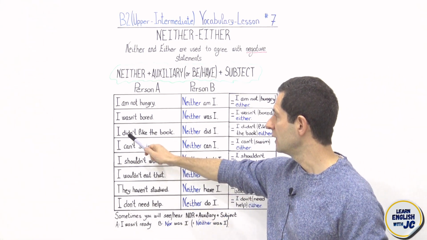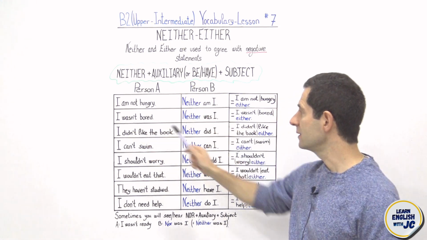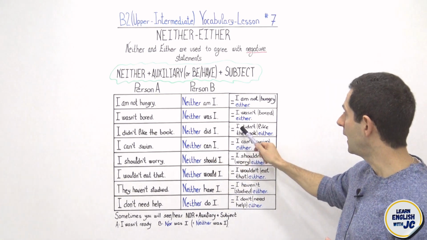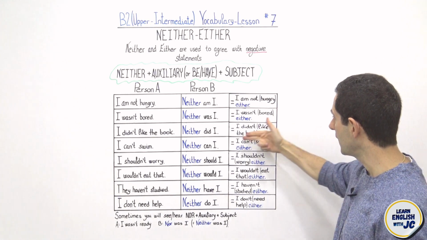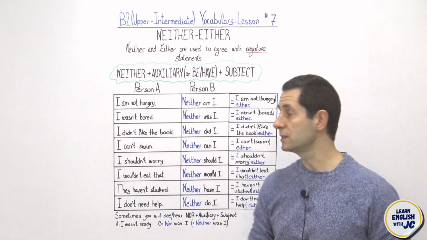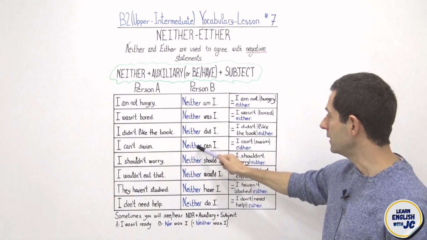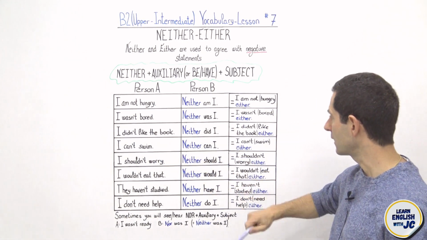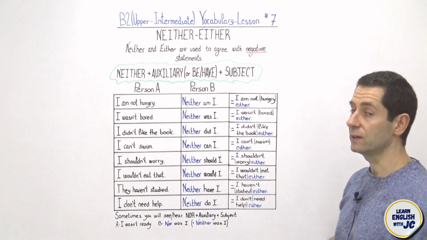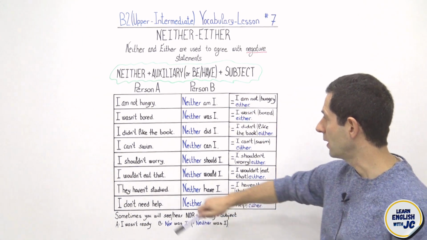Another example. I didn't like the book. Here we're using an auxiliary, in the negative. I didn't like the book, and person B can say, neither did I, or I didn't like the book either, or without like and the book, and simply say, I didn't like either. Very good. Another one. I can't swim. Neither can I. So we're using the verb can here. Or you can also say I can't swim either, or simply I can't either. As you can see, it's not really complicated, but you need to know the structure.